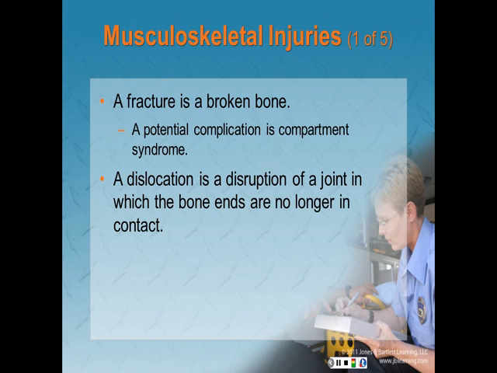A fracture is a broken bone. More precisely, it is a break in the continuity of the bone, often occurring as a result of an external force. It can occur anywhere on the surface of the bone and in many different types of patterns. There is no difference between a broken bone and a fractured bone. A potential complication of fractures is compartment syndrome, and this is when elevated pressure occurs within a fascial compartment.